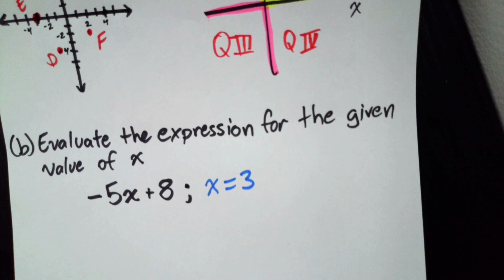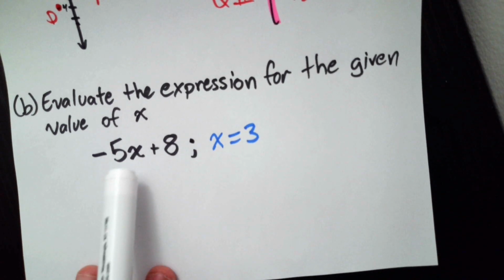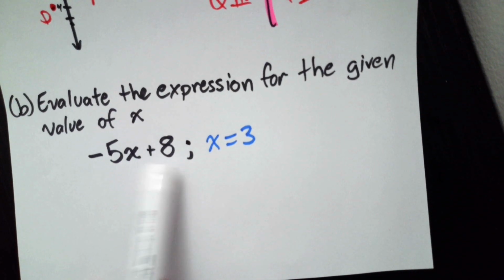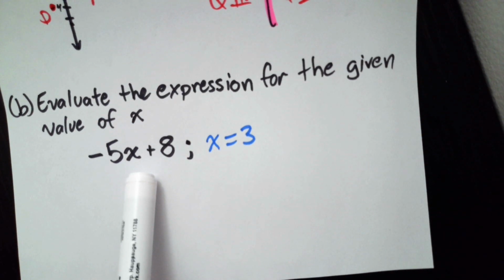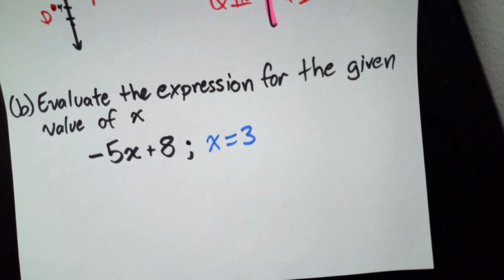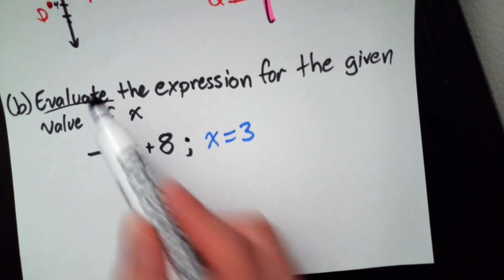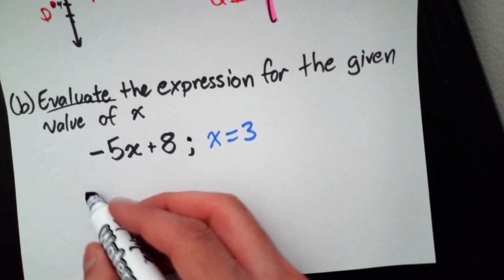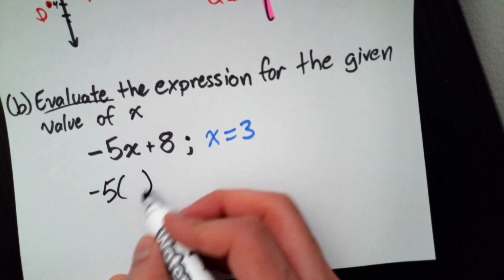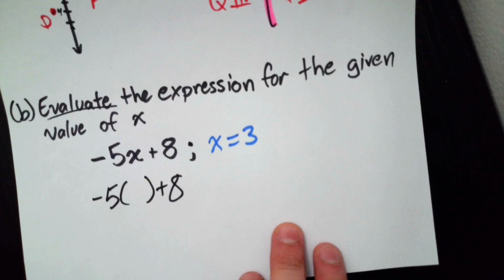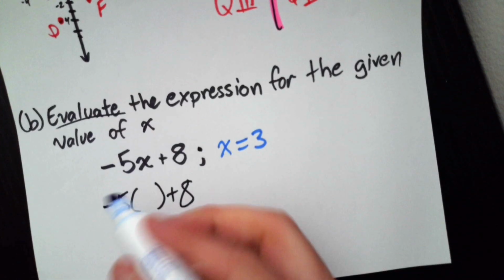Part B says evaluate the expression for the given value of x. So we're given an expression. This right here is negative 5 times x plus 8. Remember, that x is some number we don't know, but in this case they're telling us what that number is. So if I want to evaluate this expression, all I have to do is come over here and replace that x with the number that I am being provided, which in this case is going to be 3.